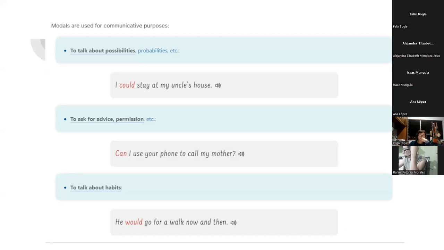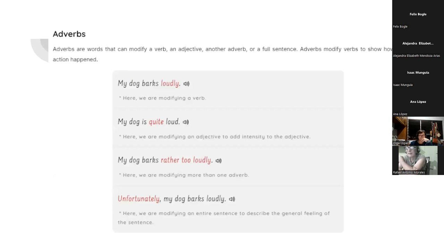And also we have more modals, right? For possibilities, I could stay at my uncle's house. Also to ask for advice or permission. Can I use your phone? Or to talk about habits, right? He will go for a walk now and then. So that would be just modals.